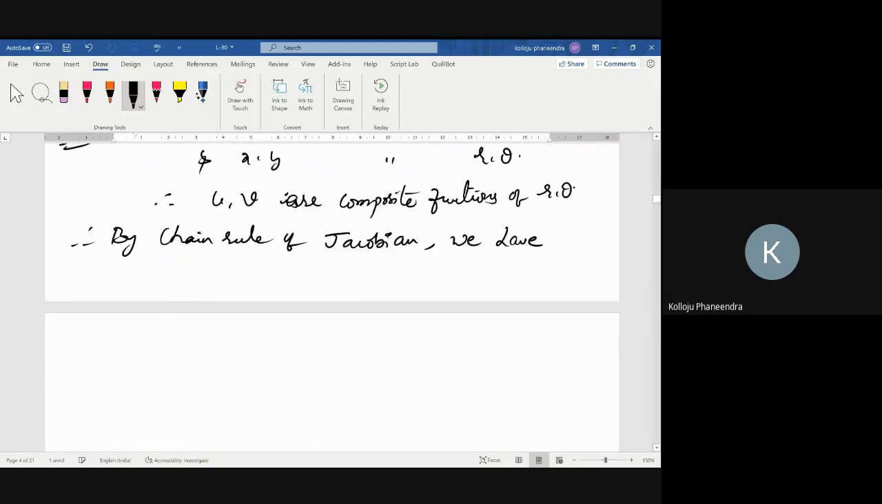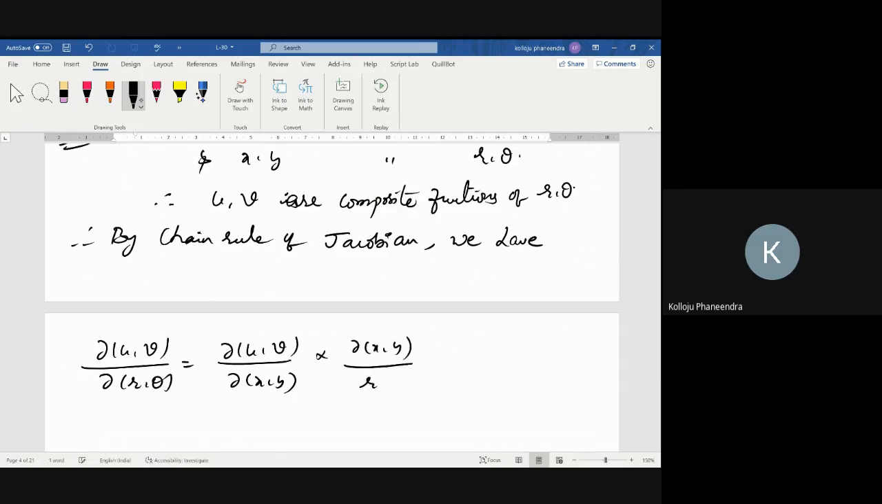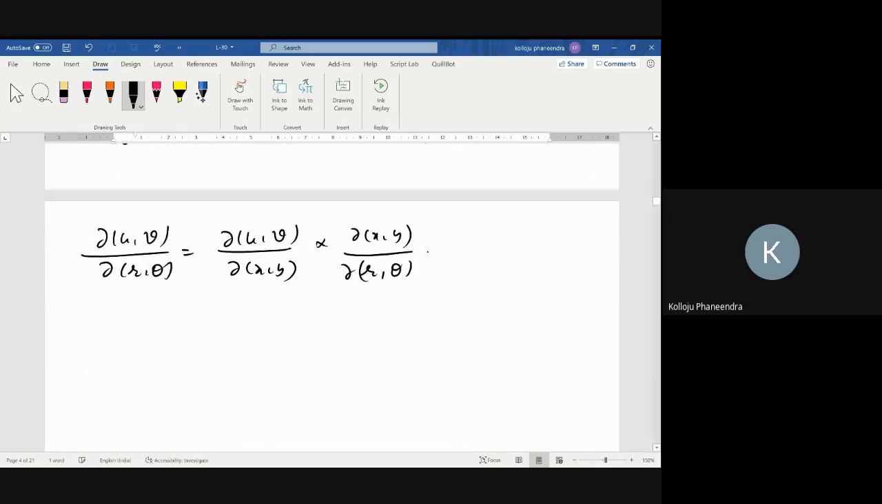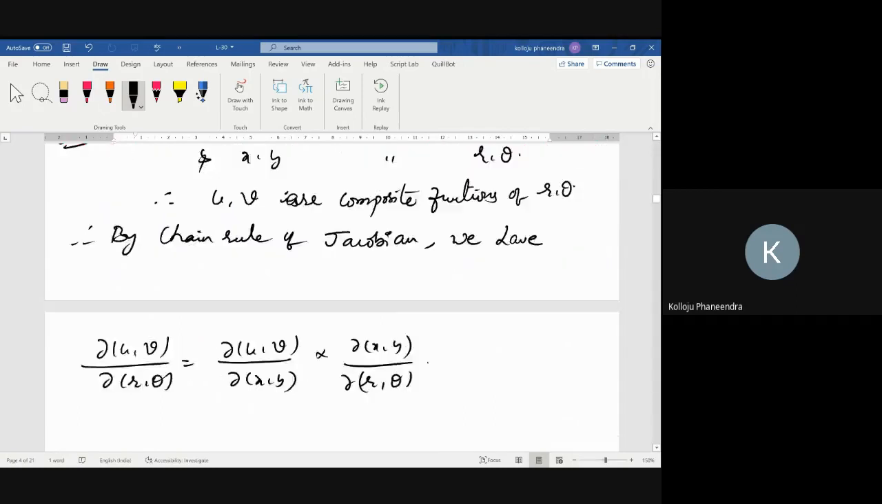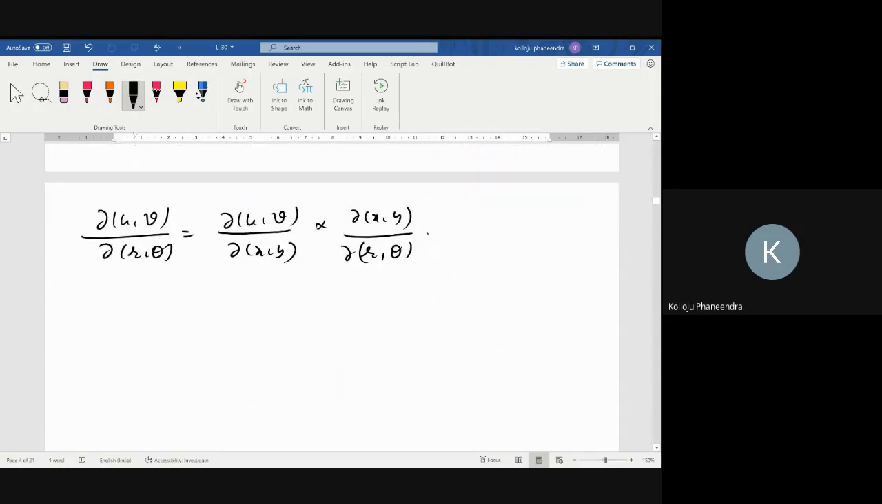What is required? ∂(u,v)/∂(r,θ), the Jacobian of uv. u, v are functions of x, y, and x, y are functions of r and theta. So this is the property. Otherwise, without using the chain rule, you can substitute the x and y values in u and v, get u and v in terms of r and theta, and directly find the Jacobian. Otherwise, you can use this chain rule.